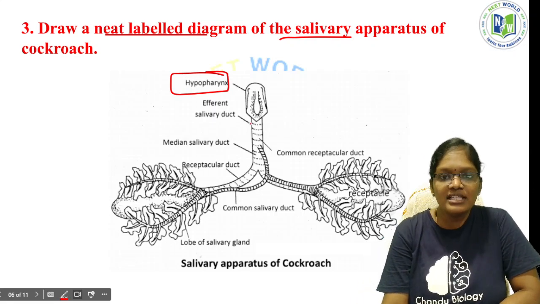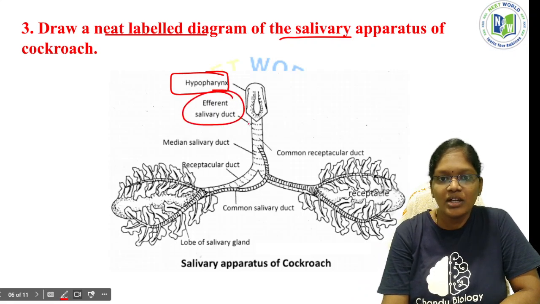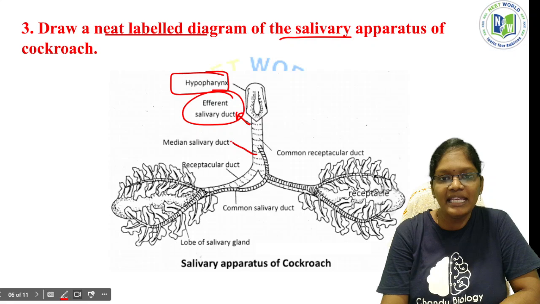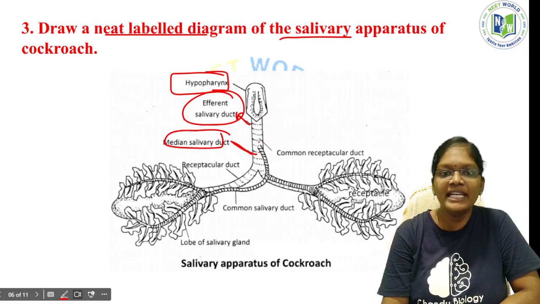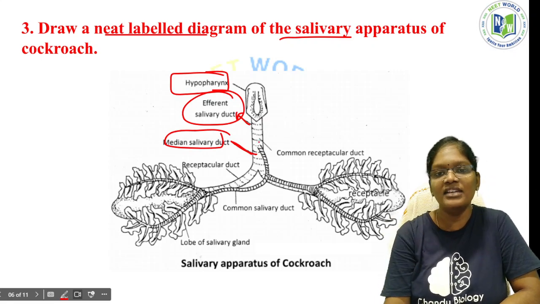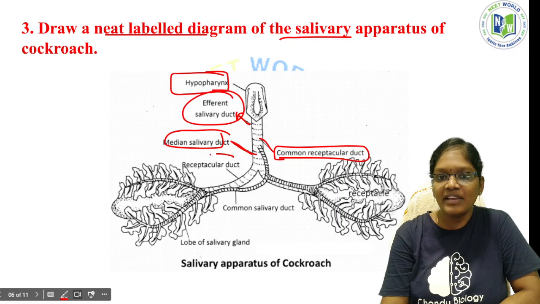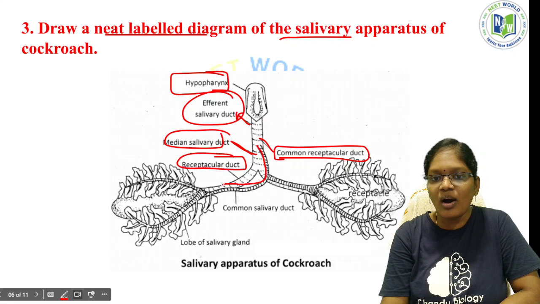This is an efferent salivary duct, where the food is passed through. After that, this is a median salivary duct. Above the median salivary duct and below the efferent salivary duct, that structure is called a common receptacular duct. And after that, here there will be a receptacular duct, and here there will be a common salivary duct.